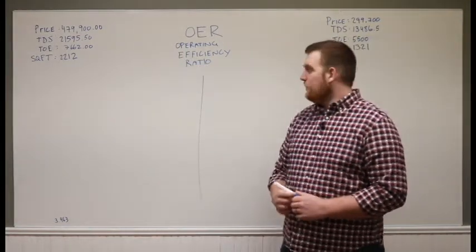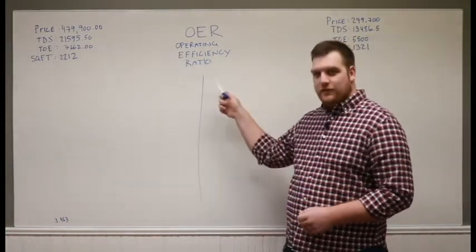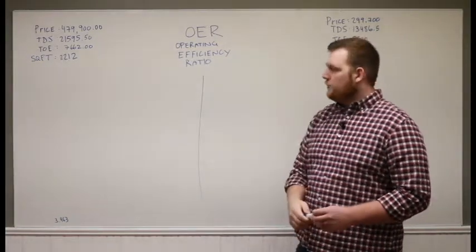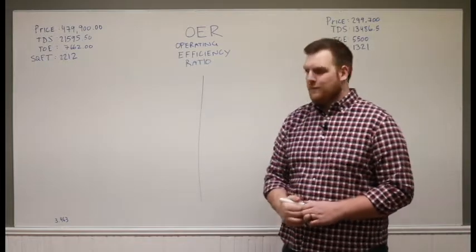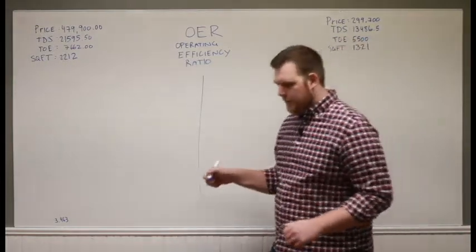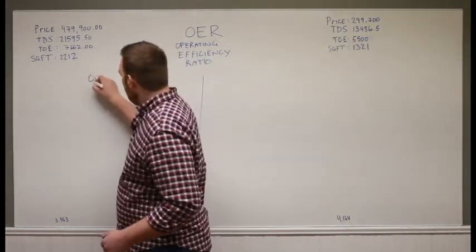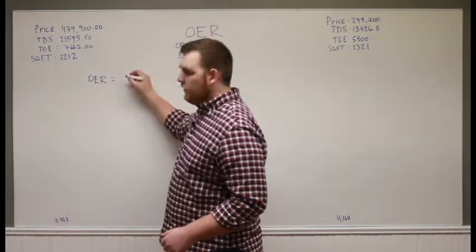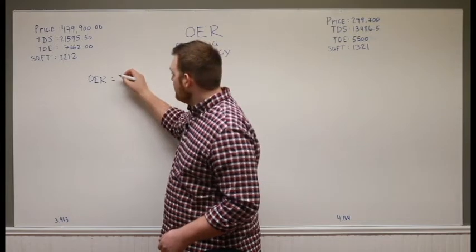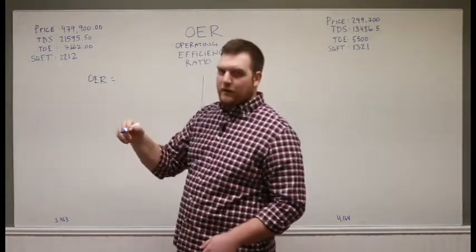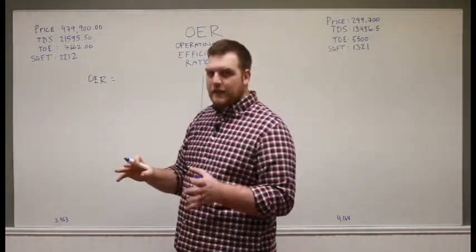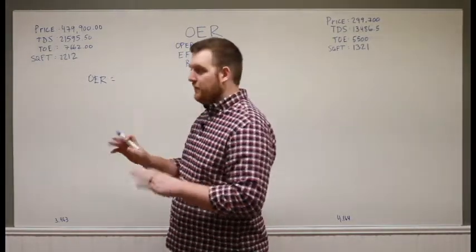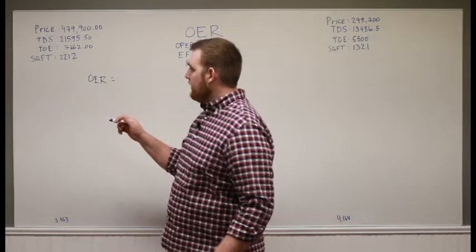And today we'll be looking at Operating Efficiency Ratio, or OER. So first of all, OER, what is it? So all OER is your operating expenses. In a lot of other metrics, we use net operating income, and that would be your income minus your operating expenses. But this time, we just want the operating expenses.